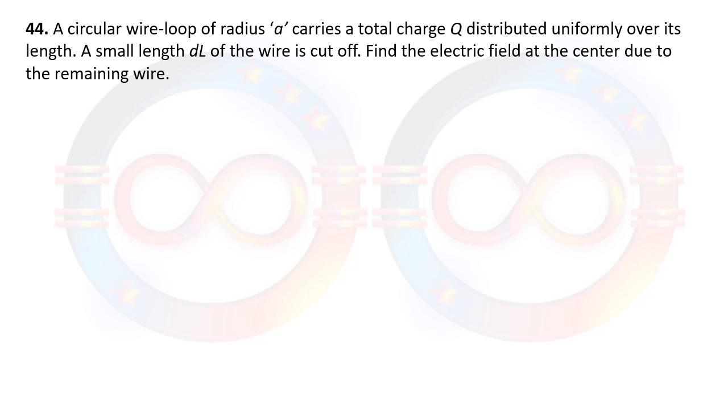Question number 44, there is a circular loop of radius a, carrying a total charge q which is uniformly distributed over its length. There is a small part dl that is cut off. Find the electric field at the center due to the remaining wire.